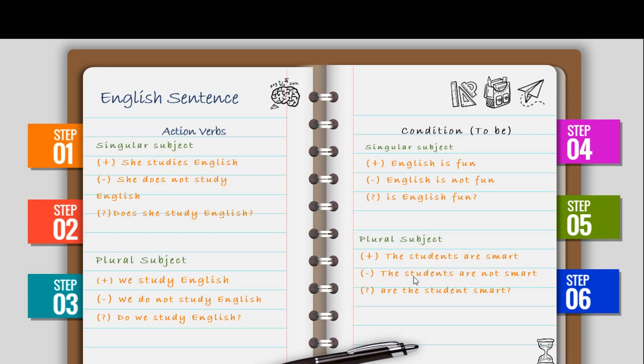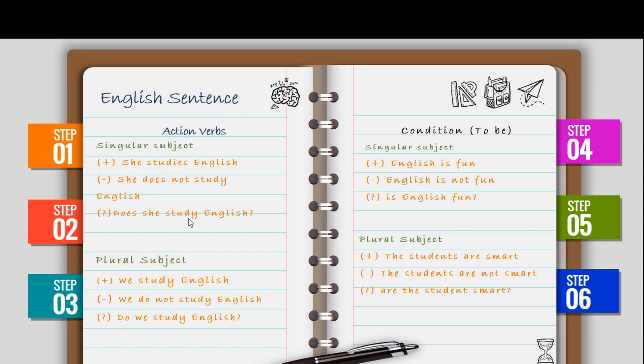And how to change it into interrogative? Just put to be in the front of the sentence. Are the students smart? Okay. So when you find the two kinds of questions like, does she study English? Do we study English? Or is English fun? Are the students smart? You need to answer yes or no.